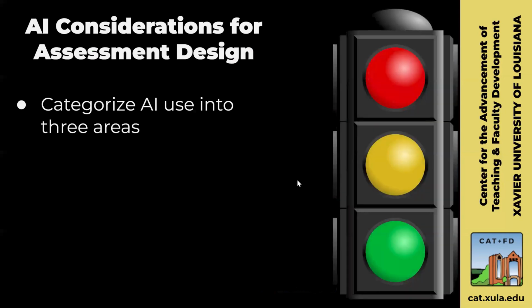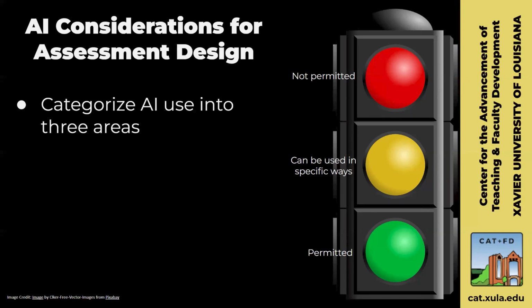And then with AI, considerations for your assessments design could be categorized into three areas, like this traffic light. AI is not going to be permitted, or it can be used in specific ways, or maybe you would like the students to use it. They can use it as they will.